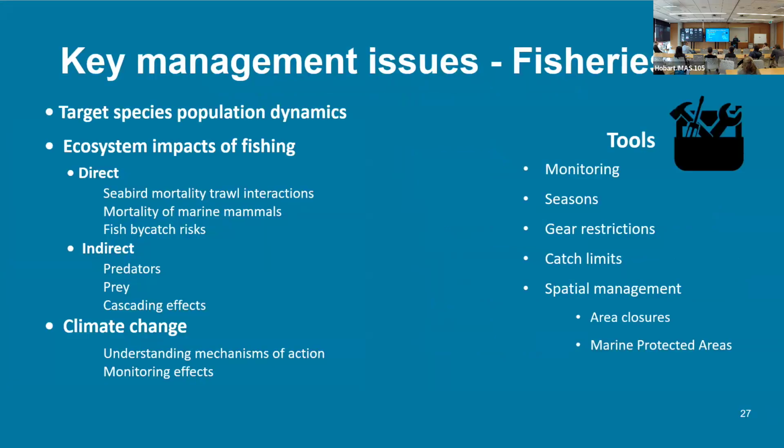So the key management issues for the fisheries, outside of population dynamics for the target species, is looking at ecosystem impacts of fishing, and these can be direct, such as the incidental mortality type problems. It could be indirect, which is influencing the predators or the prey of the target species, and potential for cascading effects. So you take out the predator and that changes what the prey does, which changes what that predator does. And also the potential effects of climate change on the productivity or distribution patterns of the species. Again, on the right, it's just the tools that we have to manage those.